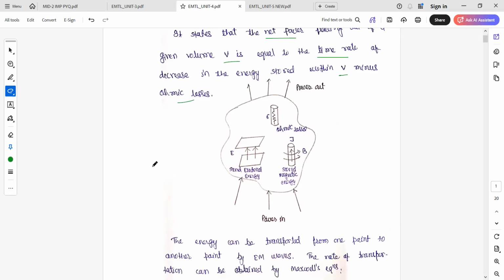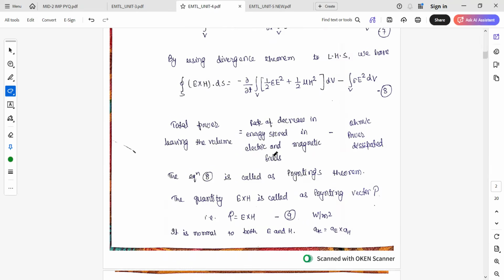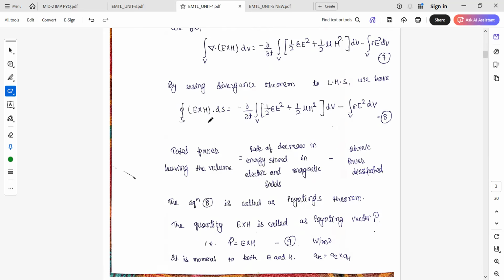Here you can represent this with the help of a diagram also. So this is the power going into the particular volume, and this is the power out. It is stored in the form of electrical energy and magnetic energy, apart from which we have ohmic loss. So the time rate of decrease of energy within the particular volume minus ohmic loss is going to be the net power coming out of the system. If you are able to remember, then you can write this expression also. So this shows the Poynting theorem.